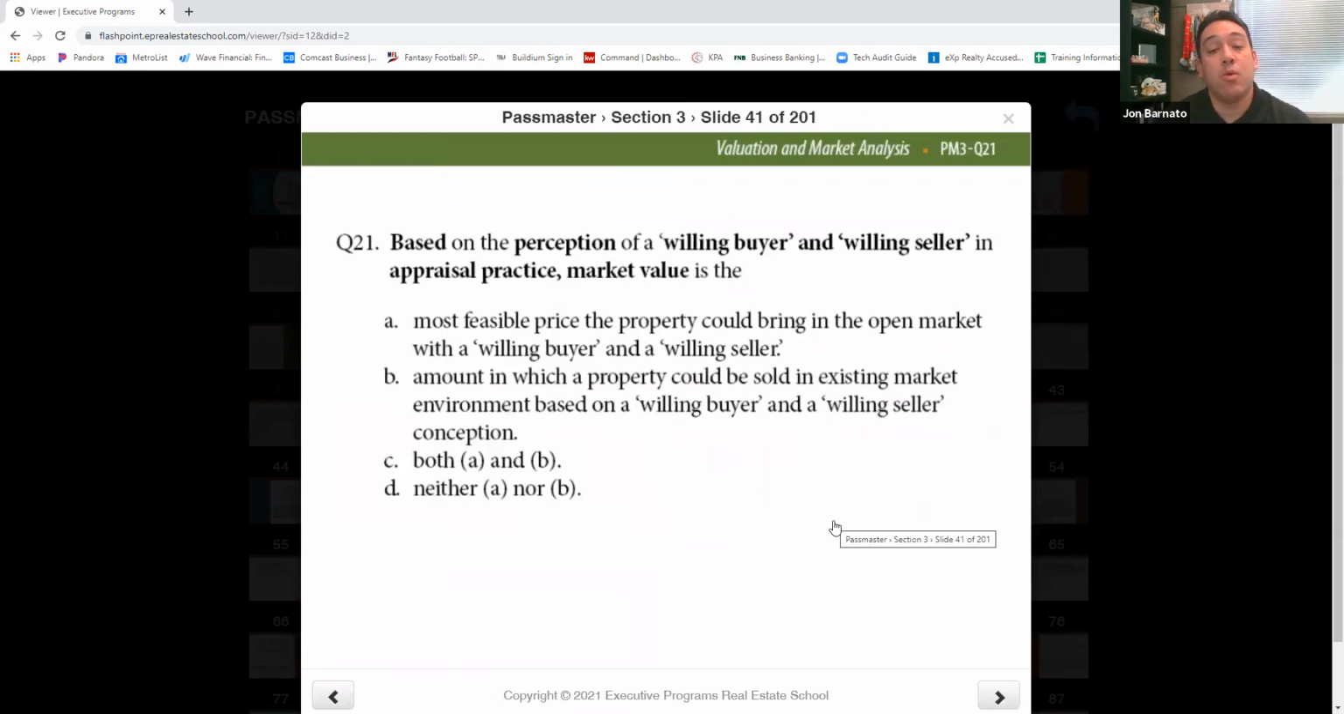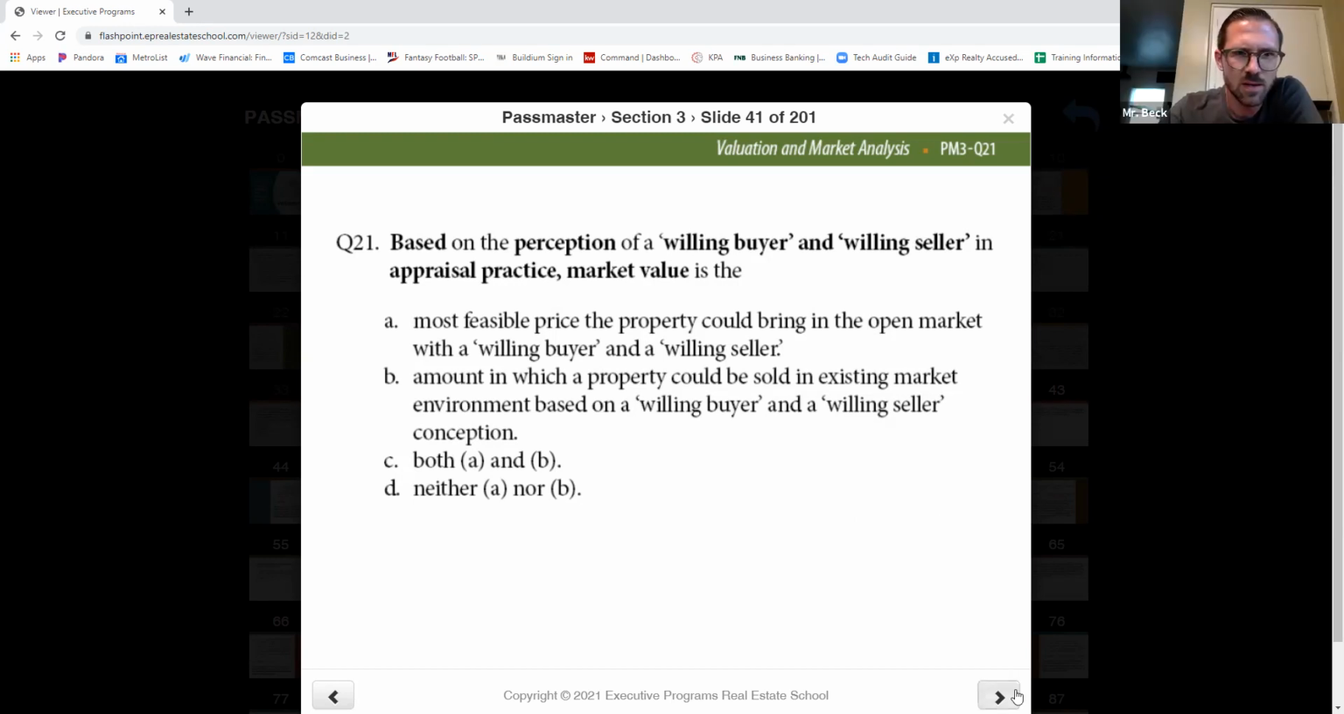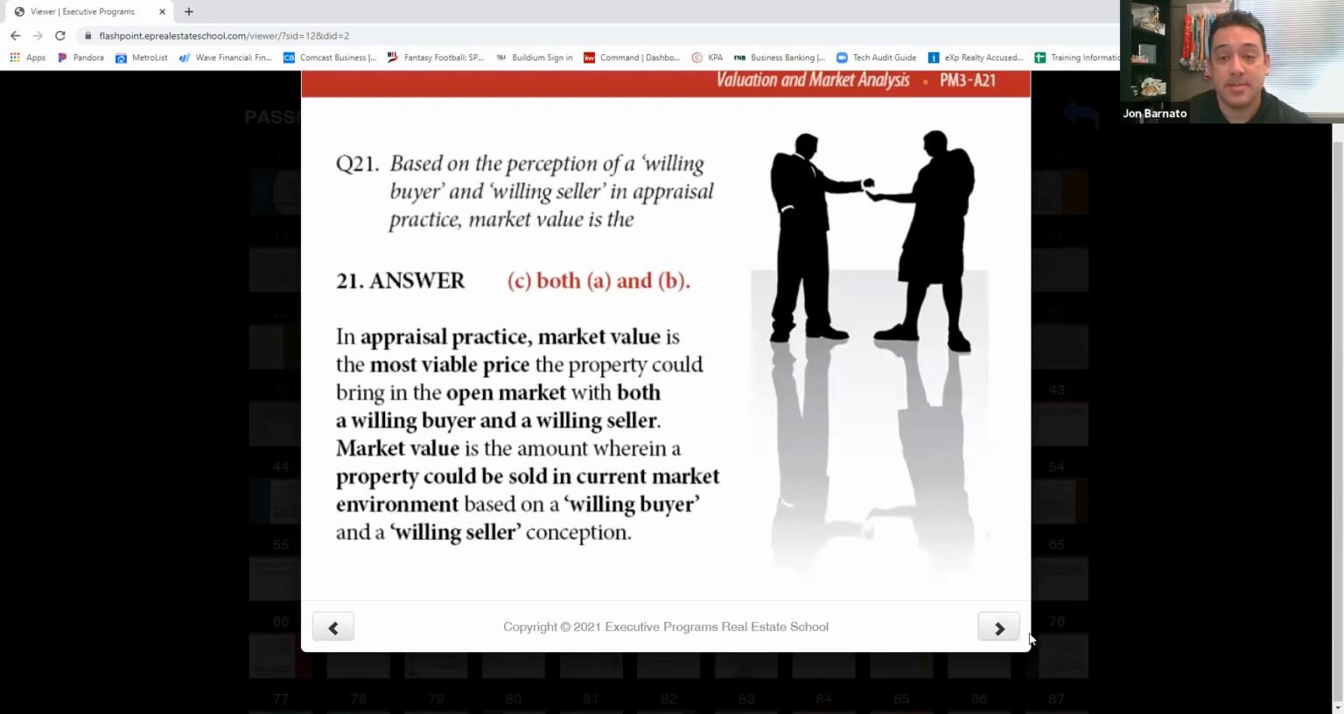Based on the presence of a willing buyer and willing seller in appraisal practice, market value is the what? What is market value? C. Yes, I agree with everybody. C. Let's see. Correct.